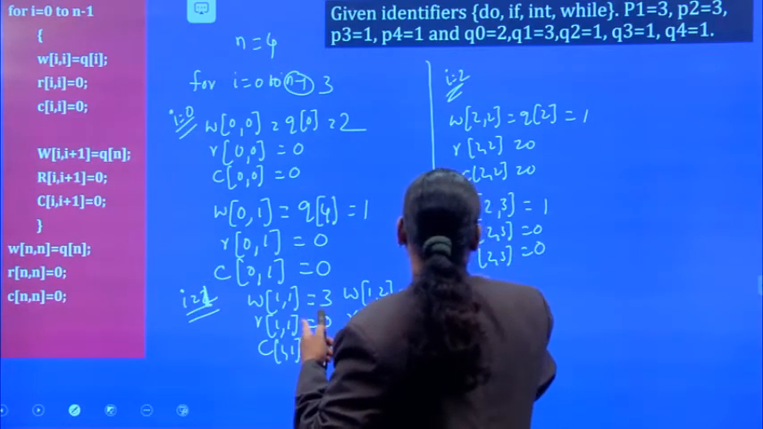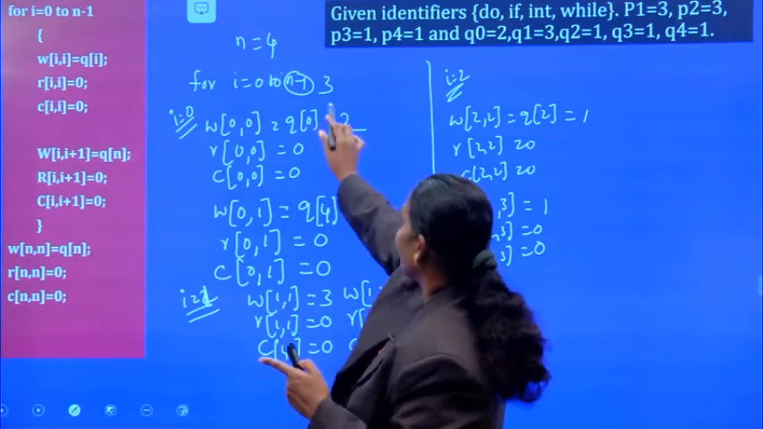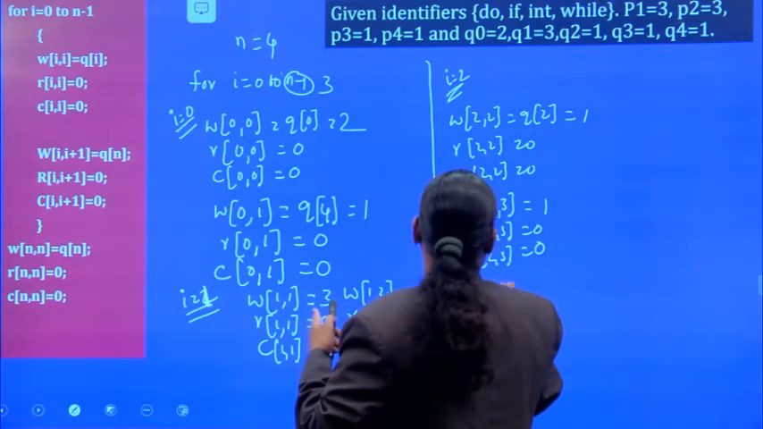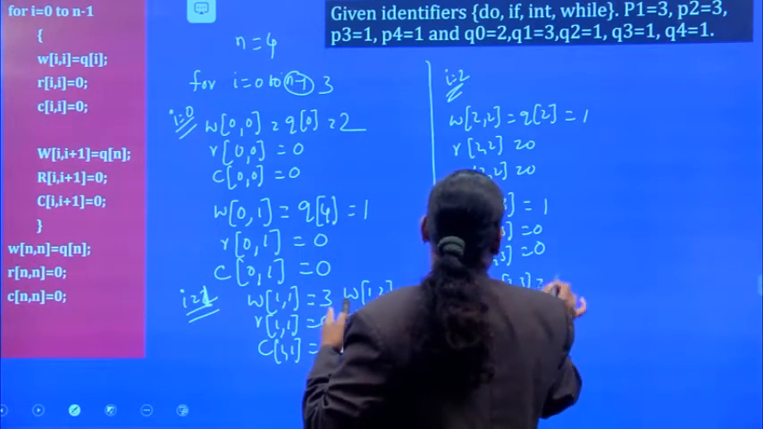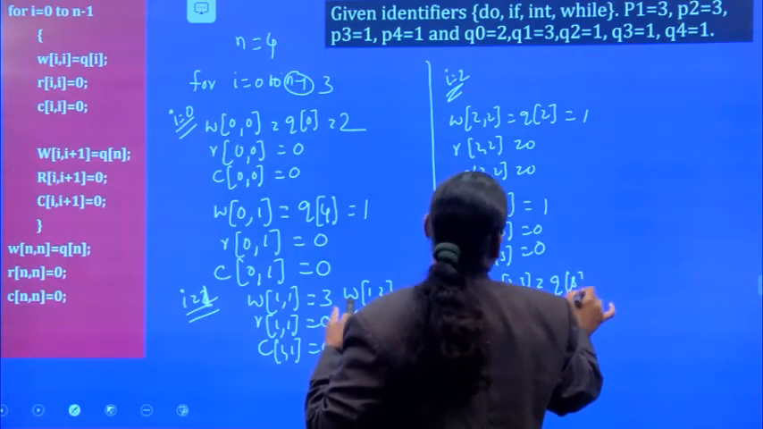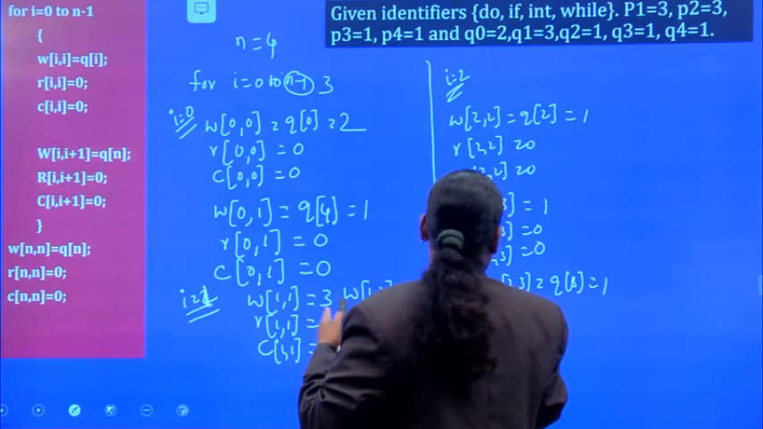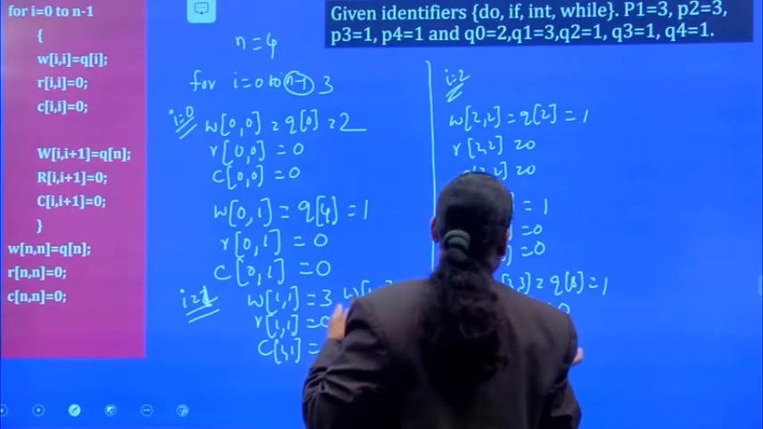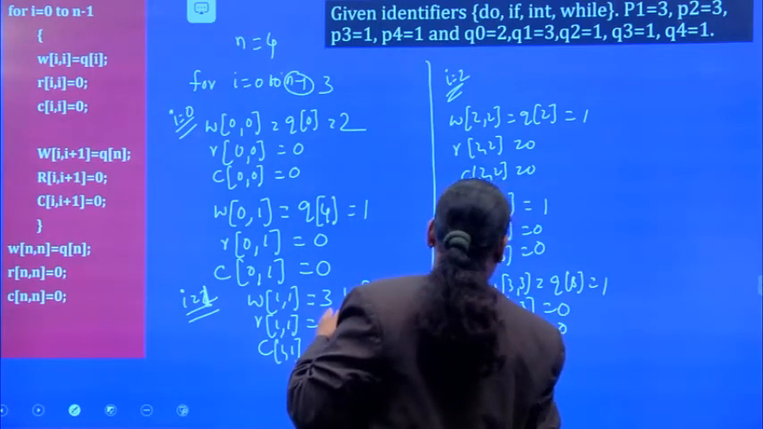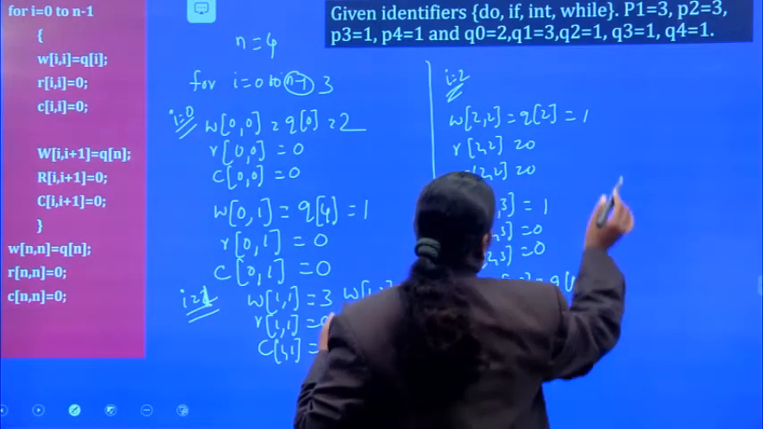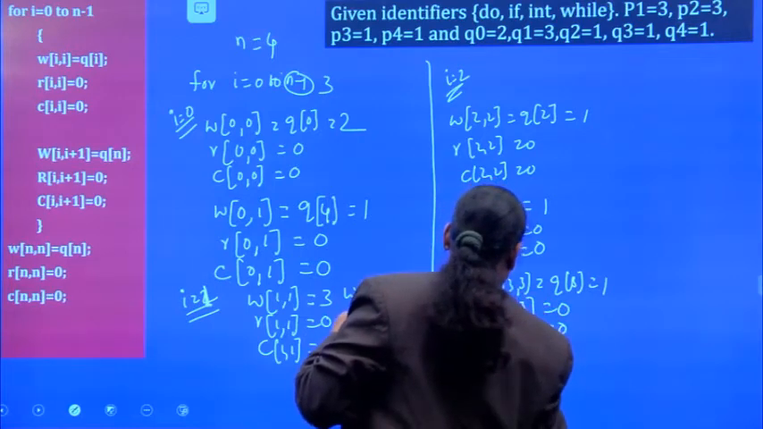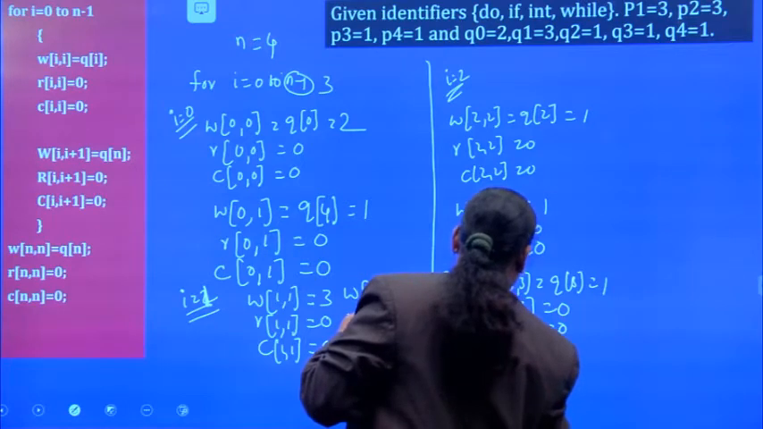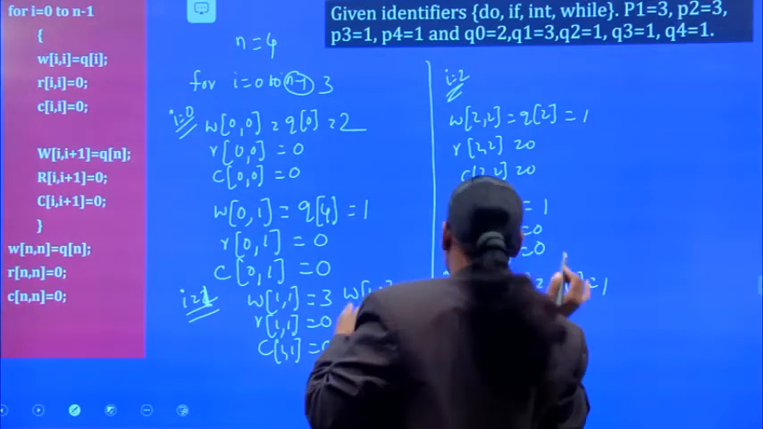In the same way, i is equal to 3, the last value of i, 0 to 3. Here we did 0, 1, 2, 3. Now W33 is equal to Q3. What is Q3? 1. R33 is equal to 0, and C33 is equal to 0. In the same way, W34 is equal to Q4. Q4 value is 1. R34 is equal to 0, and C34 also is equal to 0.